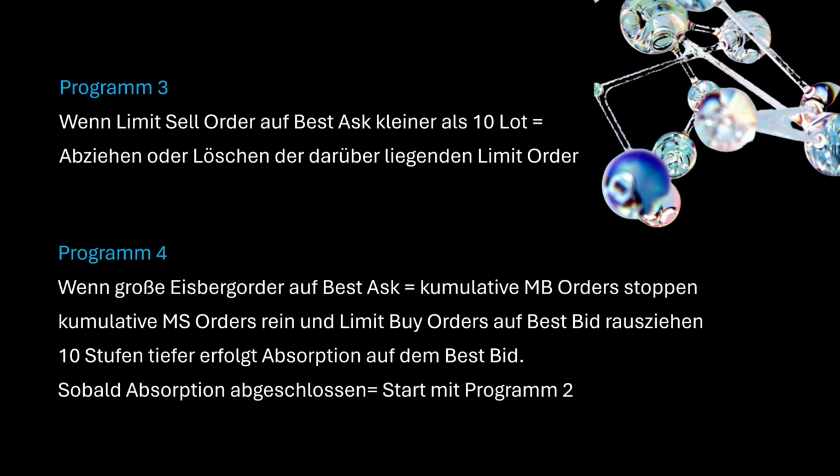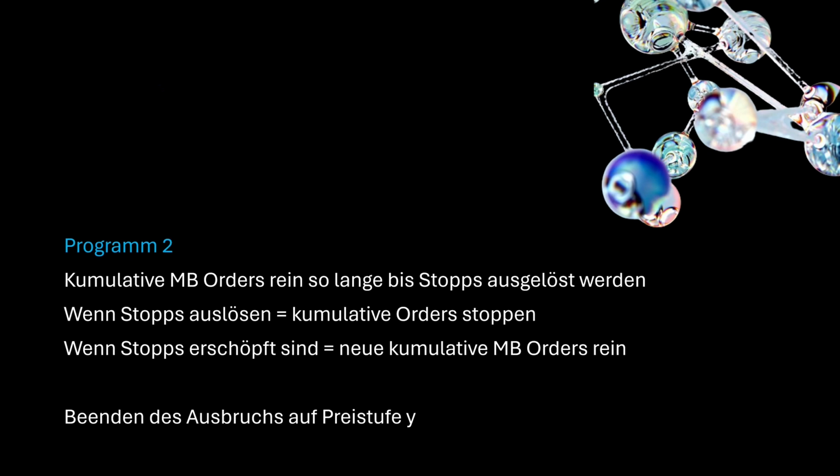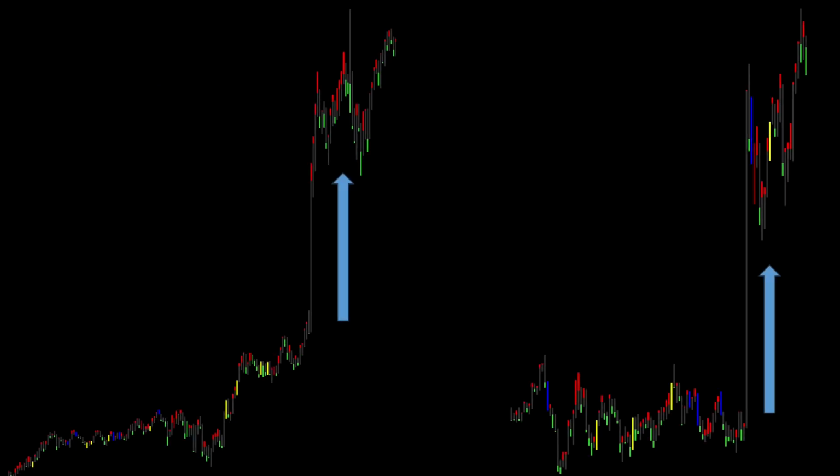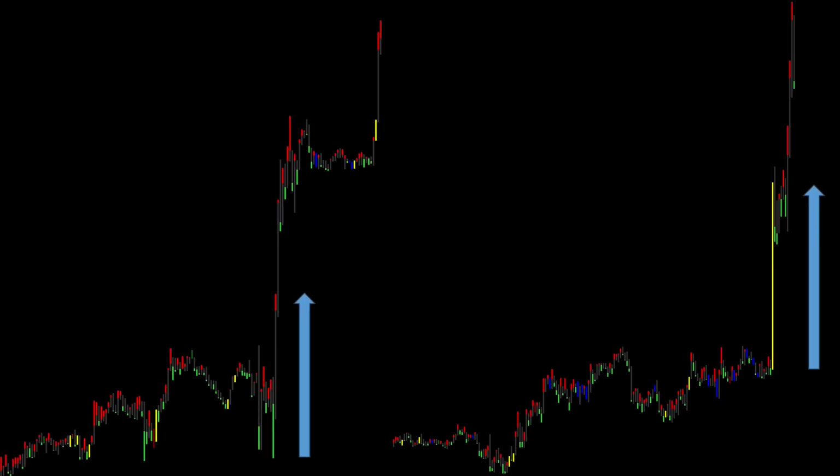If a larger iceberg order from another market participant is on the best ask, the cumulative market buy orders will be stopped and the price will be pushed downwards. The big player can collect the euro again at a lower level, and this could also lead to the iceberg order being deleted on the best ask. Then program number 2 begins again until the breakout at price level Y ends.